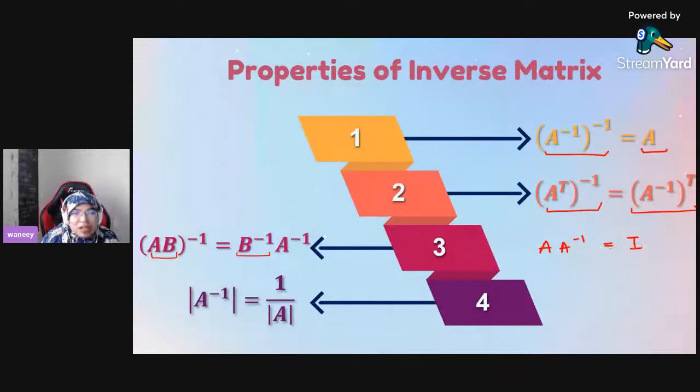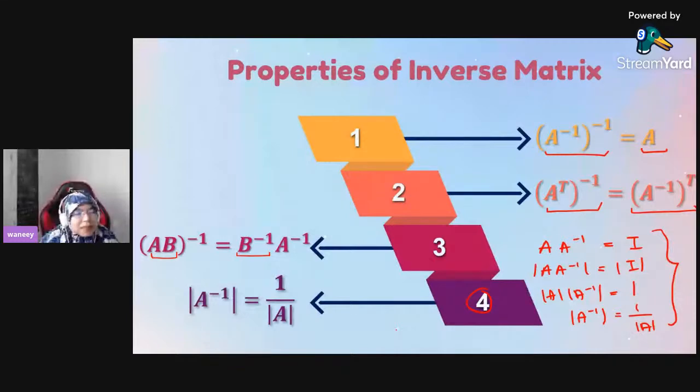So if you want to calculate your determinant, you can do something like this. Determinant of A times A inverse is determinant of I. So you can actually use the property: determinant of A times determinant of A inverse. Determinant of I is simply equal to 1. So that is how you get determinant of A inverse is 1 over determinant of A. Okay, so this is basically how we obtain the fourth property. Okay, let's go to the next one.